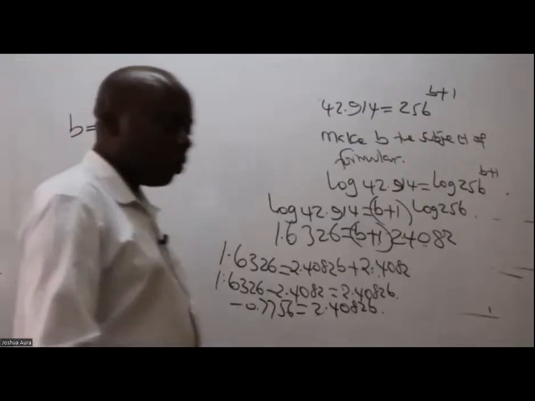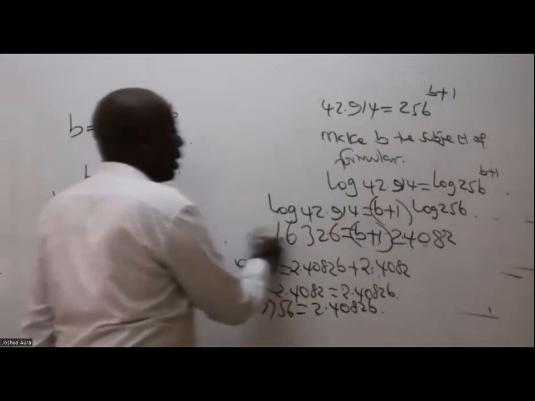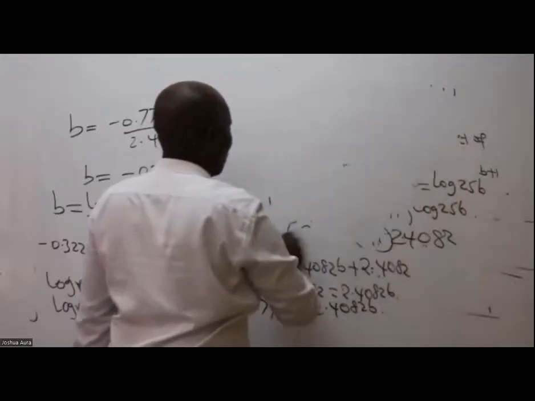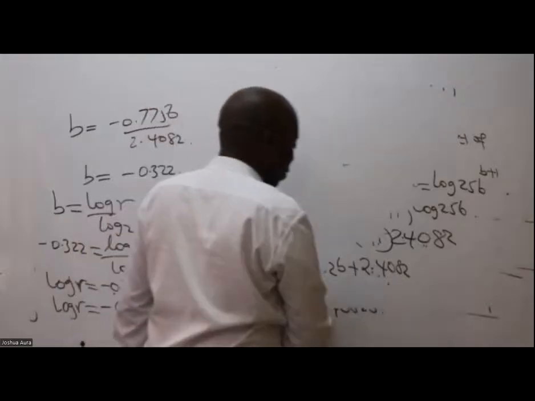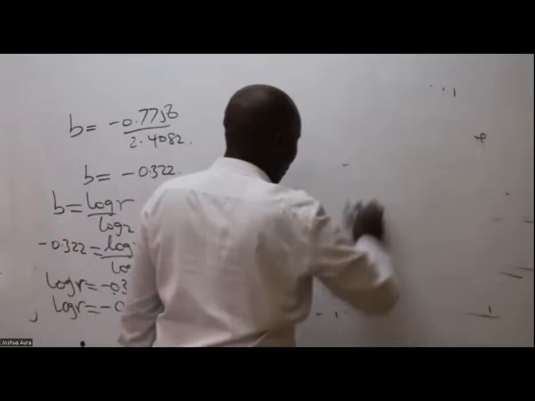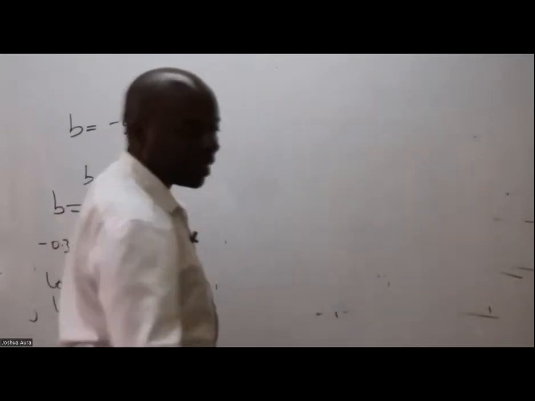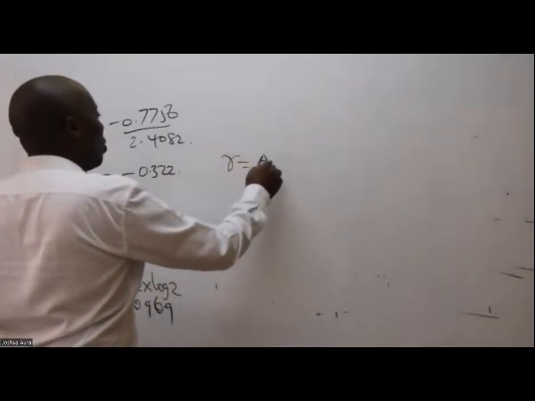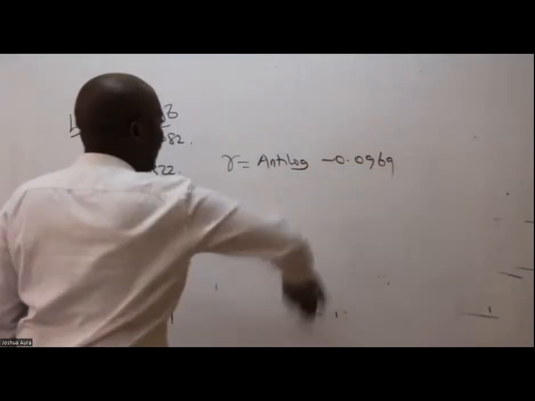So when I want R alone, the logarithm has to be taken to the other side of the equation. When it crosses over, it changes its color to antilog. When the logarithm goes to the other side, it becomes an antilog. So it means automatically that R will be equal to antilog of negative 0.0969, like that.